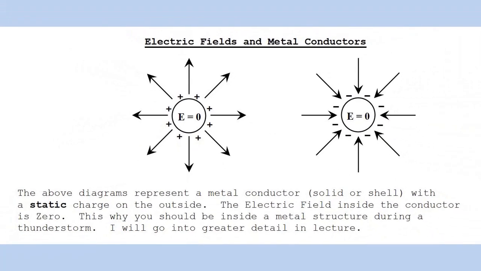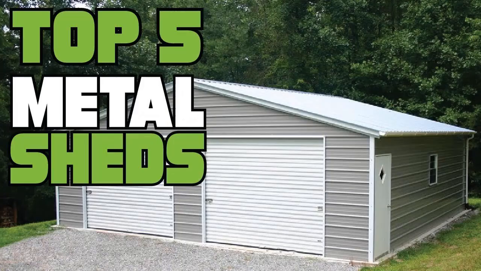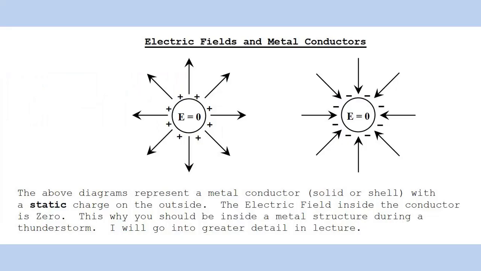Now let me tell you the safety aspects of this effect. If you find yourself outside during a thunderstorm, then you want to take shelter in a metal shell because the electric field from the thunderstorm cannot enter the shelter. Therefore, you cannot be struck by lightning, assuming you do not have some metal rod from outside entering your shelter.